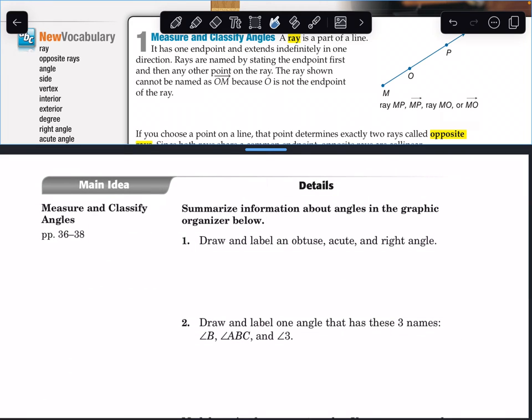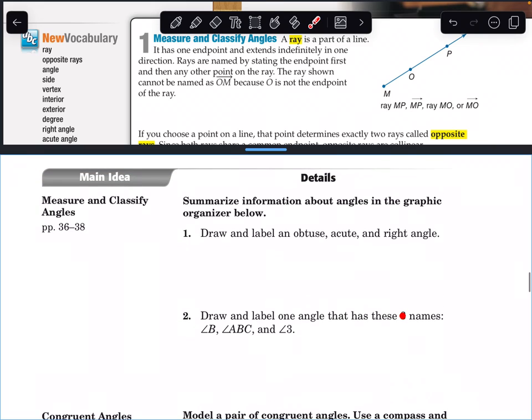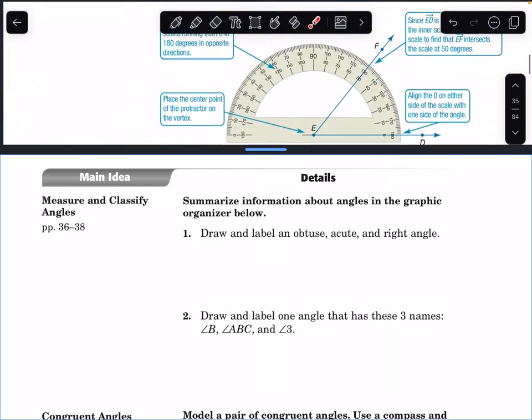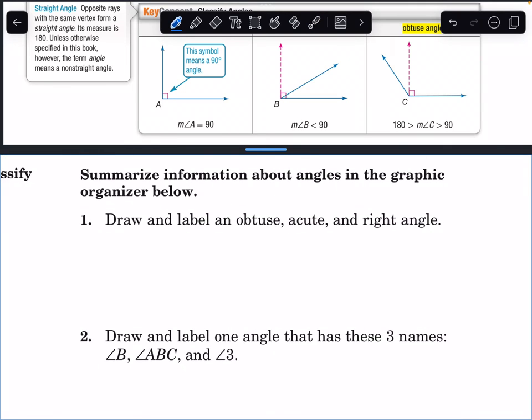Measure and classify angles. We are going to summarize information below about angles in the graphic organizer below. What graphic organizer? I guess I have to draw it myself. Draw and label an obtuse, acute, and right angle. Okay, well, let's find that from the book for reference, and we'll make our own. Let's see, they start with obtuse first.